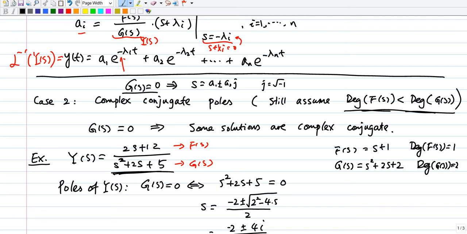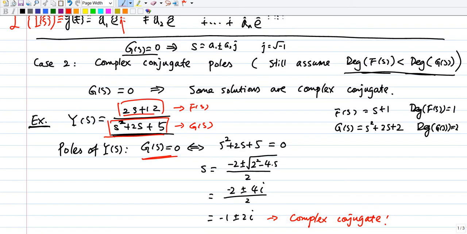Let's say I give you Y(s), which is given by (2s + 12) divided by (s squared + 2s + 5). You can view the top as my F(s), and the bottom is my G(s). Let's first check the poles of Y(s). In other words, we set G(s) to be 0.